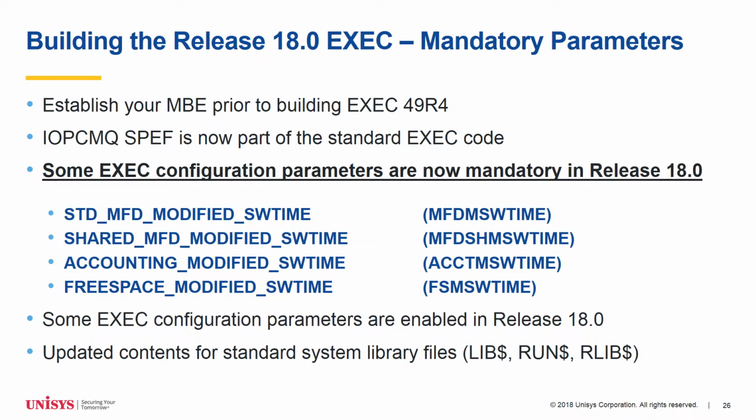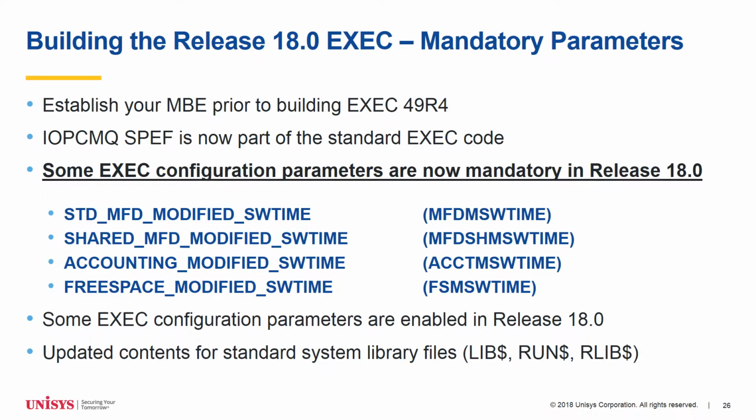The 4 exec configuration parameters that control the timestamp format used in the MFD, accounting, and free space components of the exec are mandatory in Release 18. You must include these parameters in your exec configuration when you build exec level 49R4. Release 17 enabled setting these parameters to either true or false, with a default value of false if you did not include them in your exec configuration. In Release 18, these parameters have no default value. You can still choose to set them to either true or false, but you must specifically state that choice.